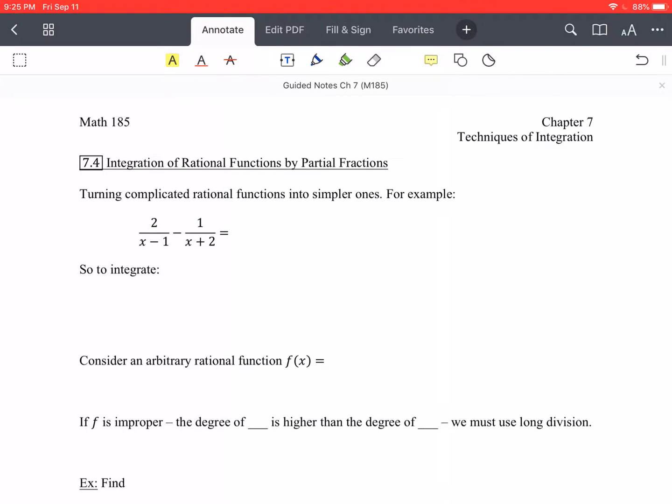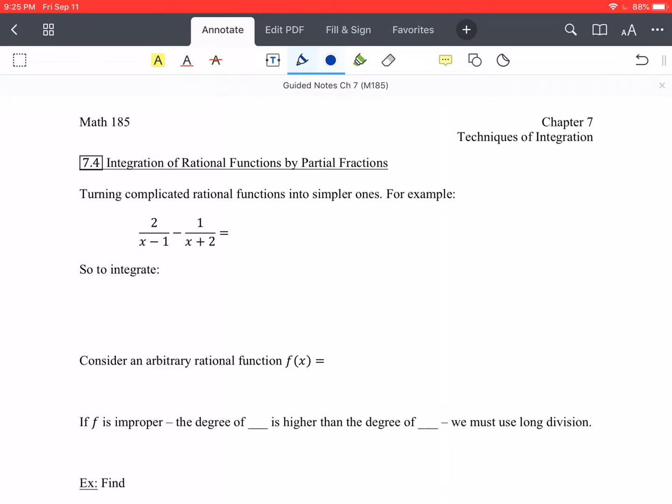Alright everybody, we are heading back into section 7.4, looking at integration of rational functions by partial fractions. In this section we're going to be looking at yet another type of more complicated function that we can simplify and integrate using a new technique of integration. So we're looking at the method of partial fractions today. The idea behind partial fractions and breaking down rational functions into simpler parts is that it's going to be easier to integrate separate smaller functions than to integrate one big one.